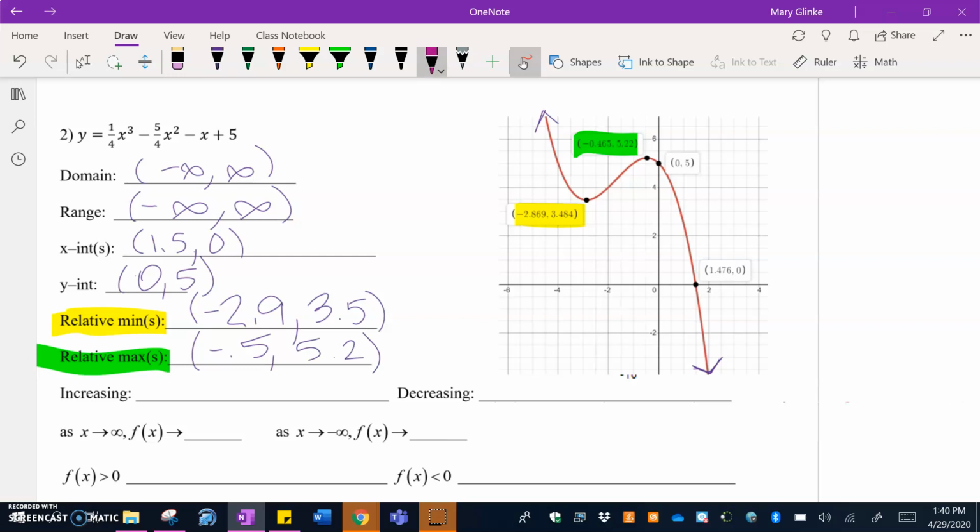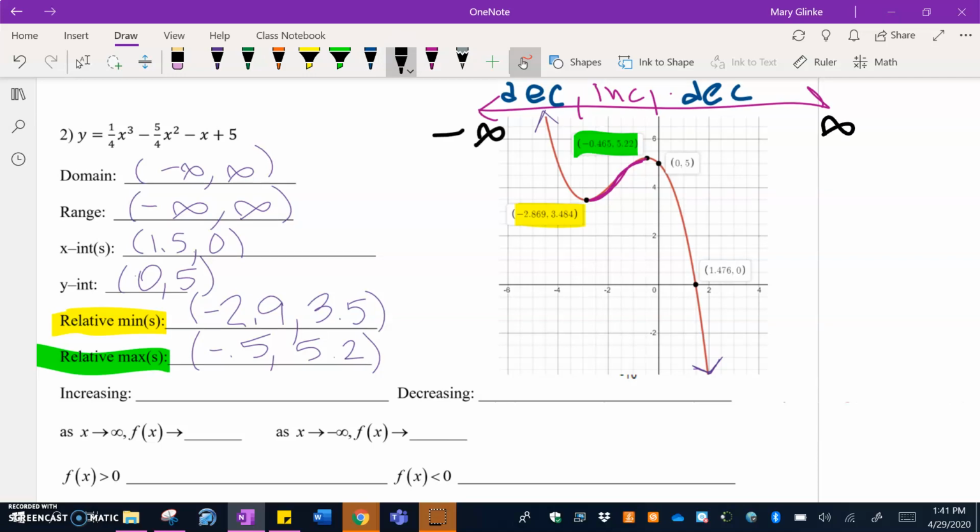Increasing, I have one increasing chunk. It is this middle chunk here. So increasing is going to be from here to here. My other two chunks then are going to be my decreasing intervals. So I have one increasing interval and two decreasing intervals. And as a reminder for increasing and decreasing, on the left is negative infinity, on the right is positive infinity. We're going to use the x values from our turning points. So the first one is negative 2.9, we rounded it. The next one is negative 0.5, I'm again rounding it.